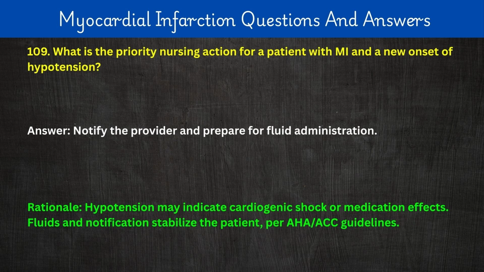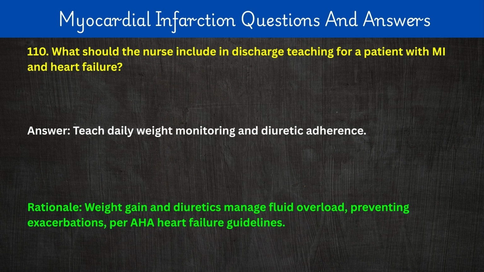109. What is the priority nursing action for a patient with MI and a new onset of hypotension? Answer. Notify the provider and prepare for fluid administration. Rationale. Hypotension may indicate cardiogenic shock or medication effects. Fluids and notification stabilize the patient, per AHA/ACC guidelines.